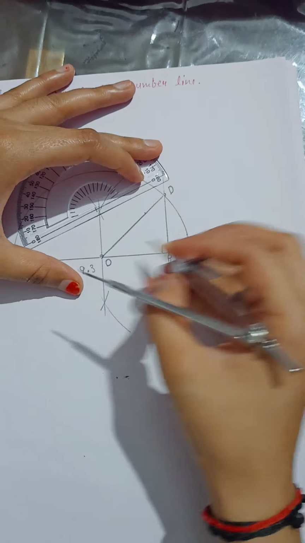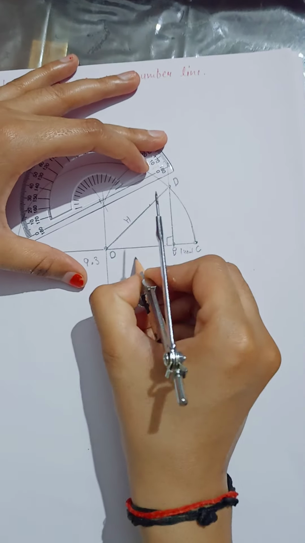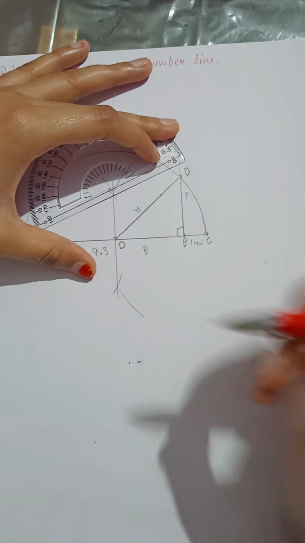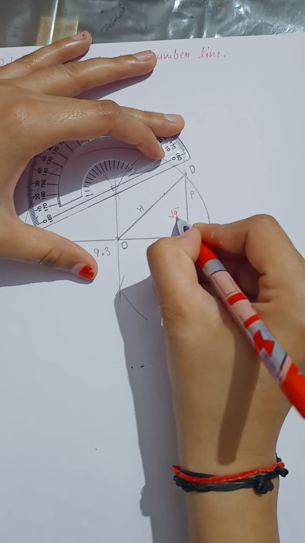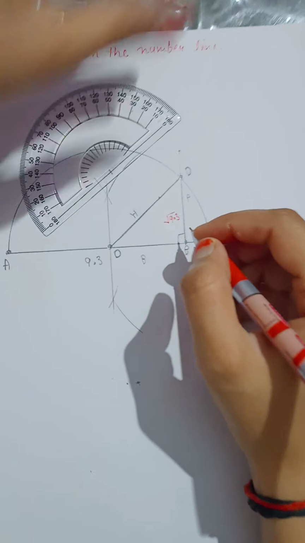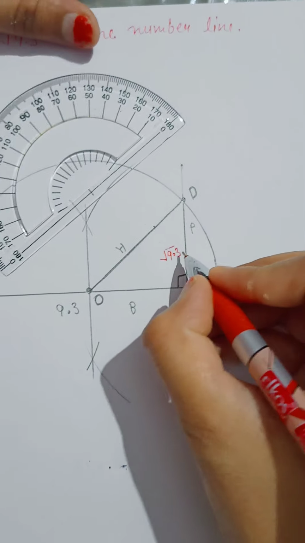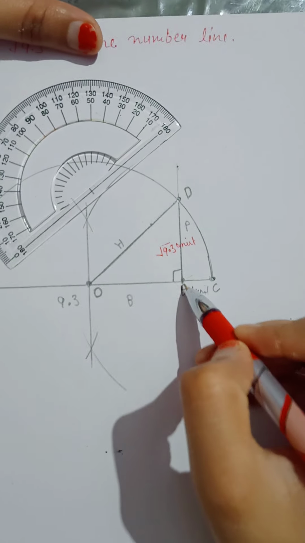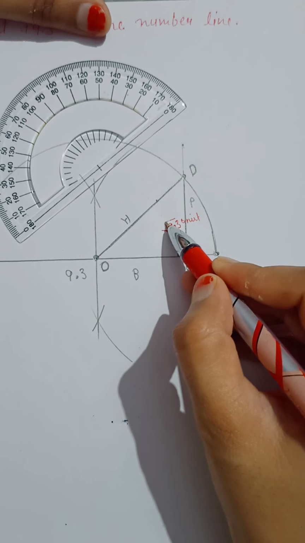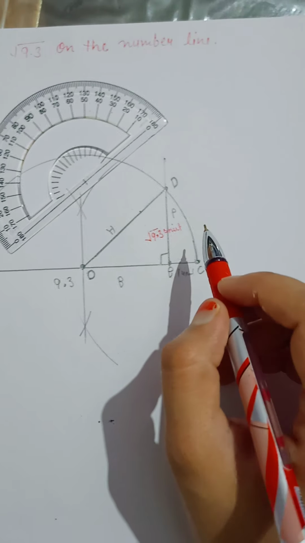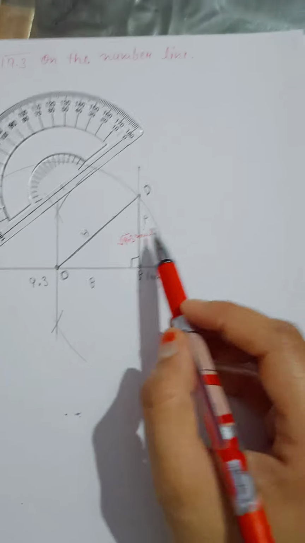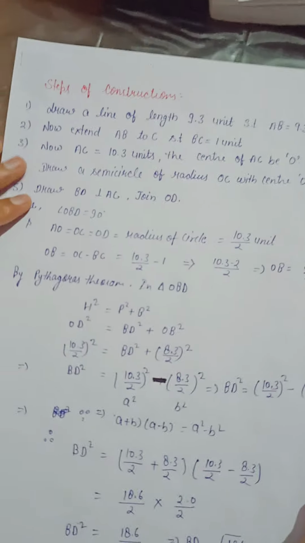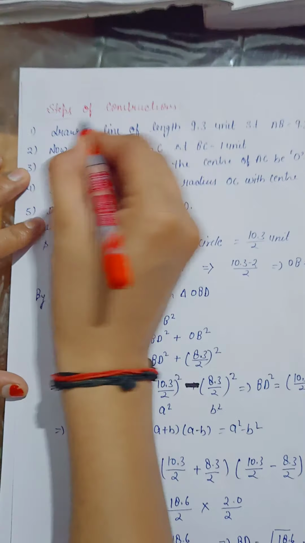It is 90 degrees. It will have a hypotenuse, its base and its perpendicular. This line we call under root 9.3 unit. For proving that BD is equal to under root 9.3, we use the Pythagoras theorem. First you see the construction steps, like this, steps of construction.